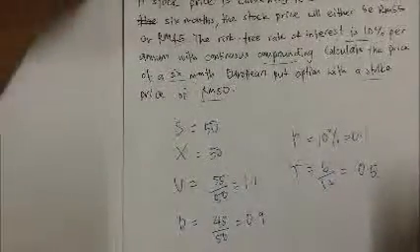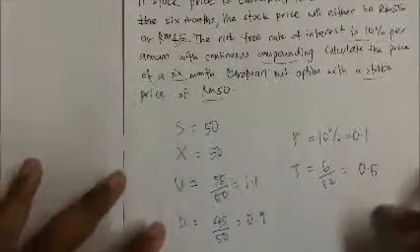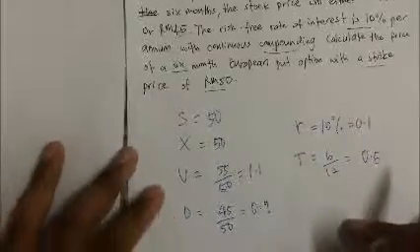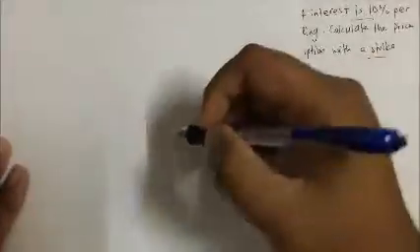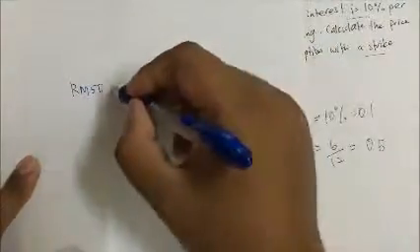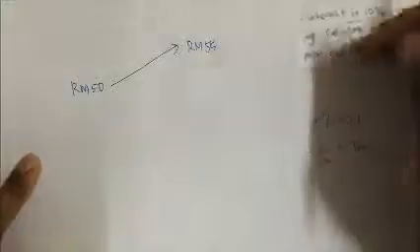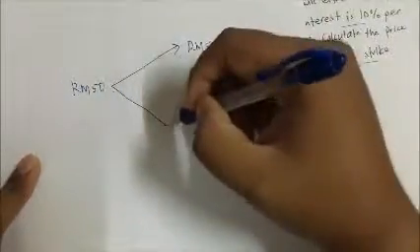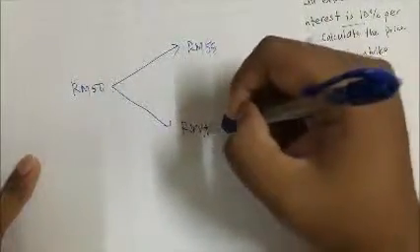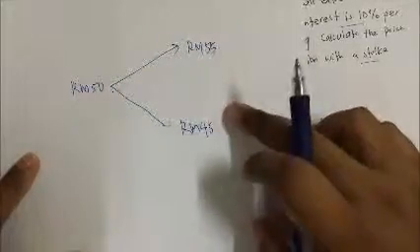So this is how we draw the binomial tree model. Here we have the 50 ringgit stock price. In 6 months, it either goes up to 55 ringgit or goes down to 45 ringgit. So this is how a simple one-step binomial option pricing model looks.